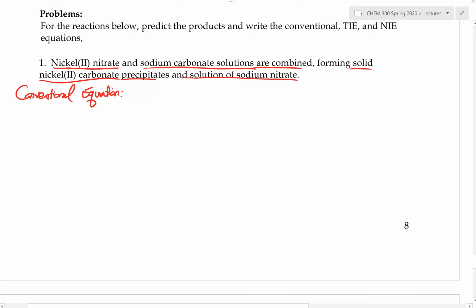So first we have nickel 2 nitrate, and the chemical formula of nickel 2 nitrate is Ni(NO3)2. And this is soluble in water, right? So therefore this is an aqueous. And the other solution is sodium carbonate. Sodium carbonate is Na2CO3, and this is soluble in water again. So therefore this is an aqueous.